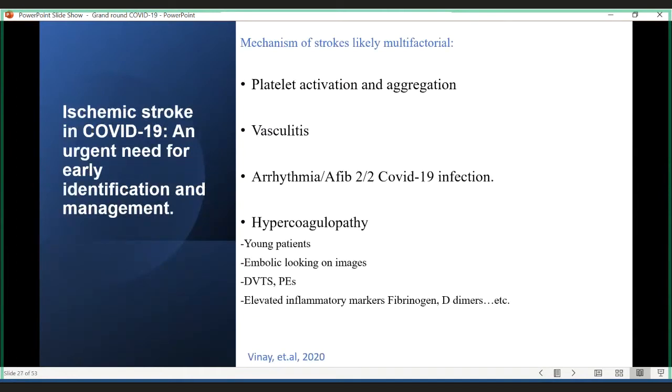So some of the potential causes of the strokes, according to this study, they say it's multifactorial. Platelet activation and aggregation is a possible underlying mechanism, as the ACE2 receptor has been proved to be present on the surface of platelets. Vasculitis, as we discussed earlier, could be a potential cause. Arrhythmia. Hypercoagulability, as the strokes usually happen in young patients without underlying risk factors for strokes, the embolic-looking strokes on the images, the presence of other coagulopathy, PEs and DVTs, and the elevation in the inflammatory markers.